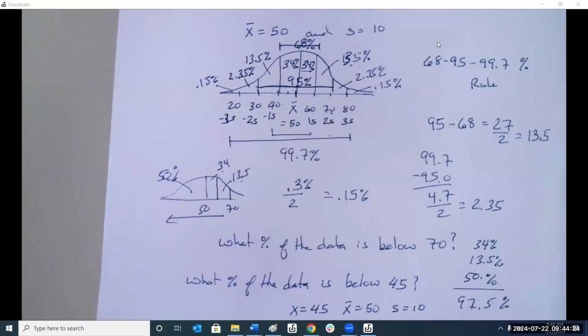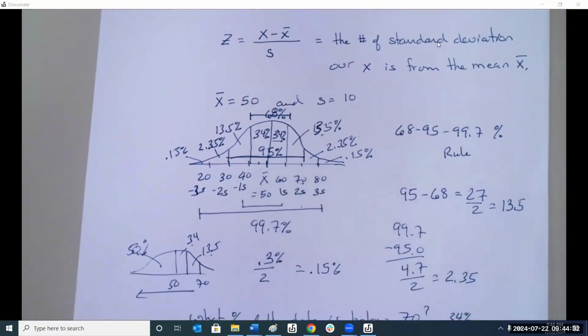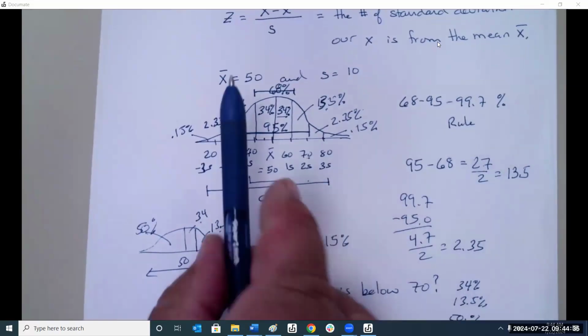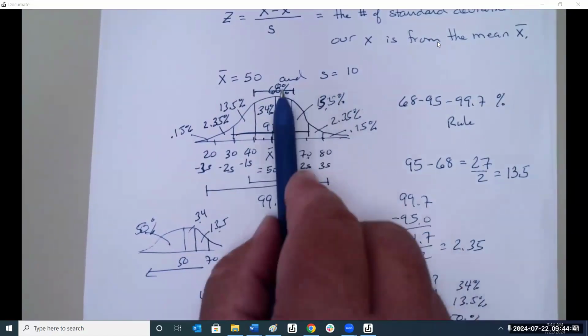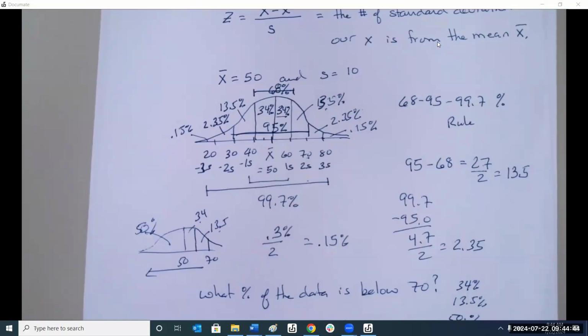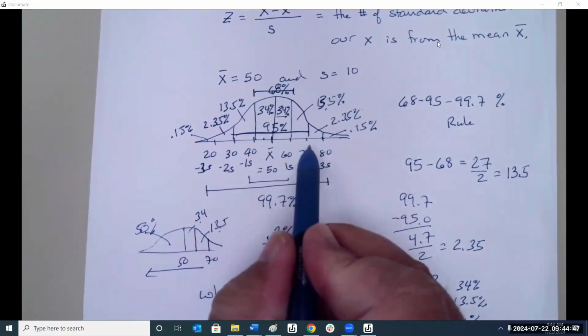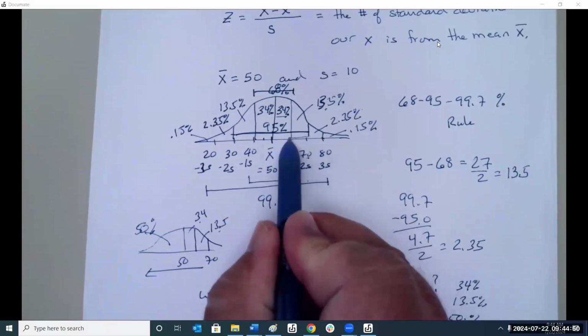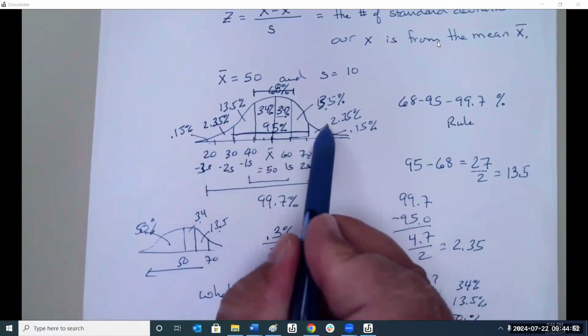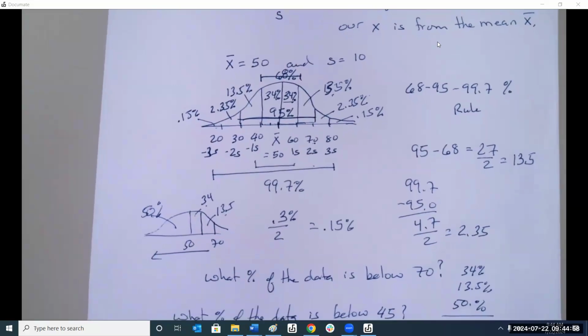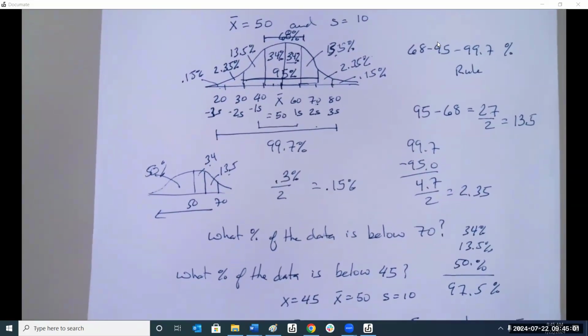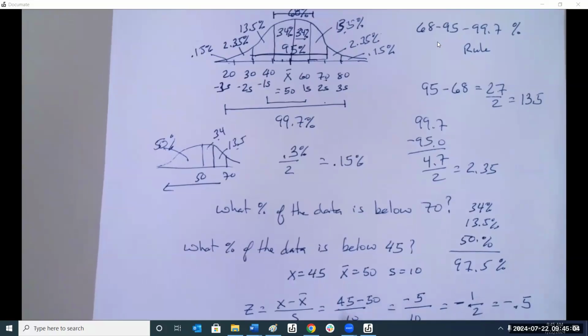The 34% and 13.5 are to the right. The whole 50 on the left is below the mean. Everything below 50 constitutes 50% of my data. Everything to the right of the mean constitutes 50% of my data. So everything below 70, I have to add up all three of those numbers: 13.5, 34, and then 50. Thank you. You're welcome.